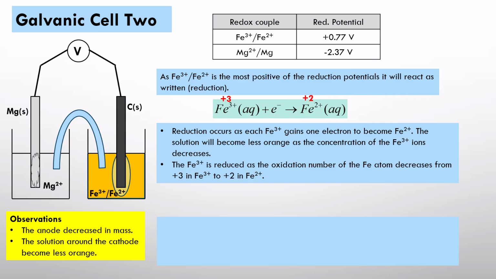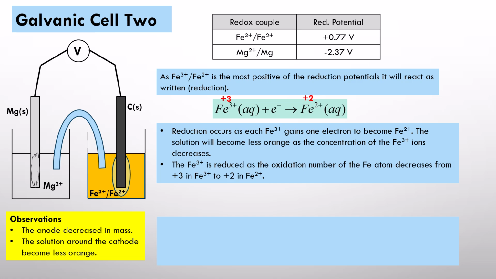It's the atom that's part of Fe3+ that has its oxidation number decreased. So I have to make sure I put that in. Okay, so our next equation: if the iron one went forwards, well, the other equation has to go backwards. One has to be reduced going forwards and one has to go backwards, which is being oxidized.